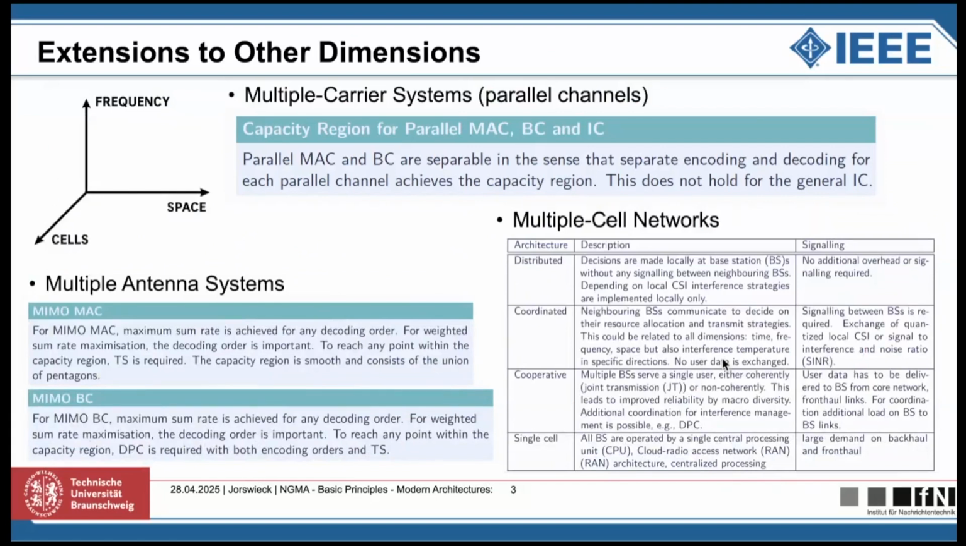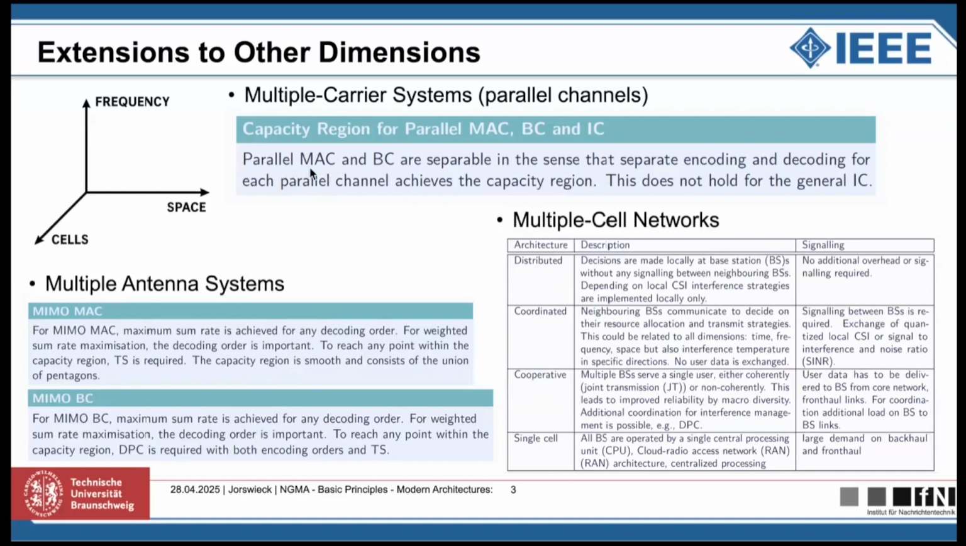Now, if we move to more practical systems, which apply either some multi-carrier scheme for their transmission, like orthogonal frequency division multiplexing, OFDM, or we move to multiple antenna systems, then we have to be very careful if we want to apply the network information theoretic results from the last slide directly to these systems. For example, if we have multiple carrier systems, one fundamental question is if we can improve the capacity region if we code over these parallel channels simultaneously.